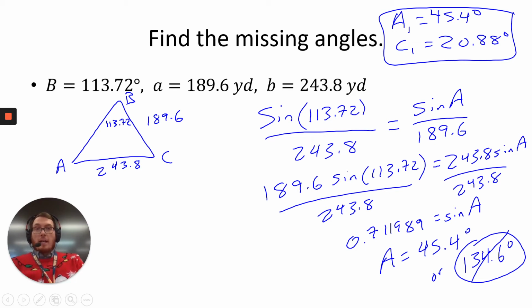And so then I can find angle C by taking 180 minus the 113.72, the given angle, minus the 45.4, and I get 20.88. Make sure you pay attention to what you're supposed to round to on these situations, and plug in what you need. If a question's in degrees, minutes, seconds, the answers need to be in degrees, minutes, seconds. That's more obvious on your homework because there's spots for those two things. A little bit more challenging if it's a test question, so things to keep in mind.